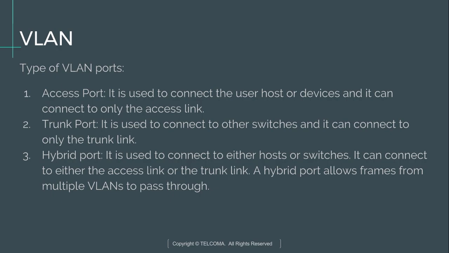Next is the trunk port. This port is used to connect the various switches in a VLAN network. It can connect only to the trunk link. Then is the hybrid port. It is used to connect both devices and switches in the network, and it connects either to the access link or to the trunk link. The hybrid port allows frames from multiple VLANs to pass through. So these are the three ports of the VLAN network.